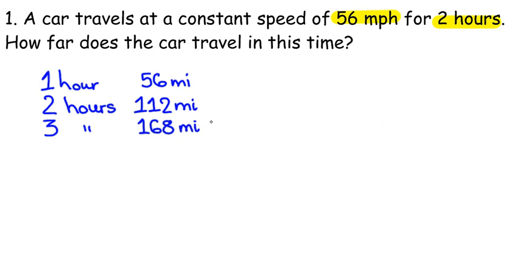This working's fine for a question like this, but we need a more general way of doing things. 1 hour, 56; 2 hours, 112; 3 hours, 168. What we're doing each time here is we're multiplying the speed by how many hours. Okay, and for that we have our little distance, speed, time triangle.